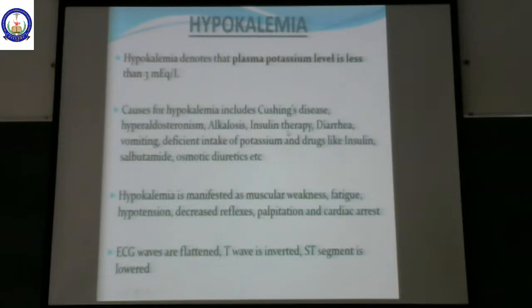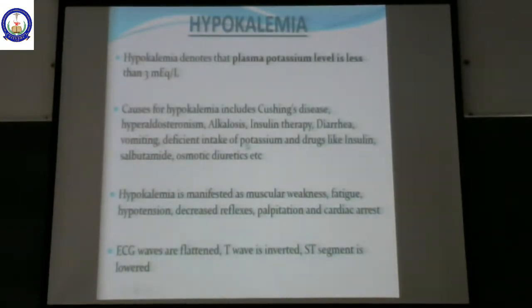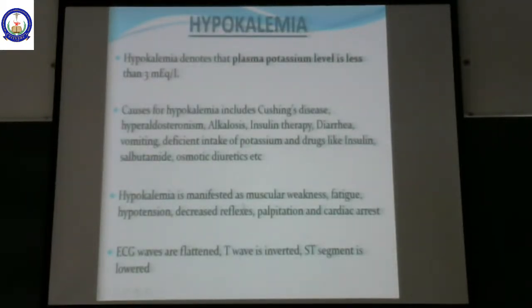And it is in these conditions like Cushing's disease, aldosteronism, hyperaldosteronism, alkalosis, insulin therapy, diarrhea, vomiting, deficient intake of potassium, and drugs like insulin, salbutamol, and diuretics. These can cause hypokalemia. How do you know they have manifested hypokalemia? They will have muscle weakness. Here you have paralysis, here you have muscle weakness, fatigue, hypotension, decreased reflexes.